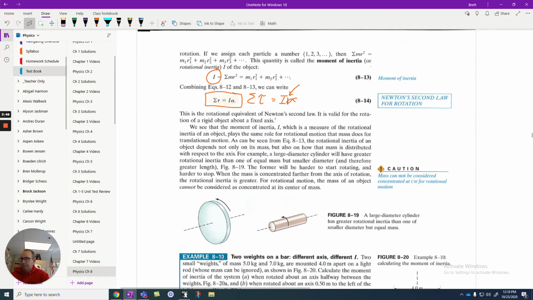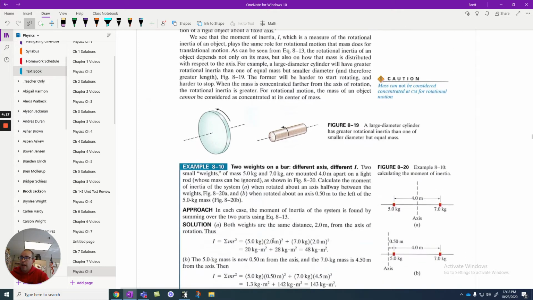So we keep going. Essentially, when we look at different objects that roll, the closer the mass is to the center, because it's mr squared, the smaller the r, the smaller the moment of inertia. And if a moment of inertia goes down, that means that alpha will go up. So if we want something to accelerate quickly, we want the moment of inertia to be low, or we want all of the mass that we can manage to be close to the center.